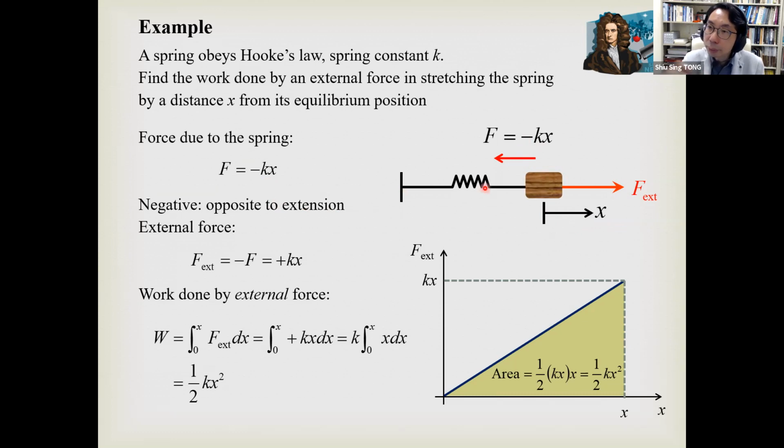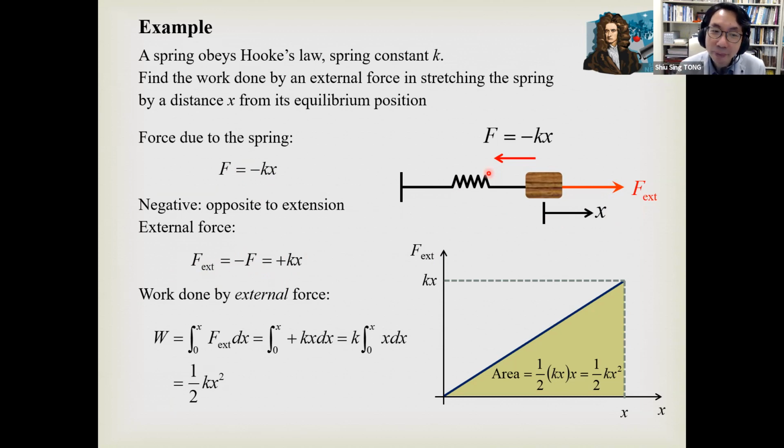Now, in order to pull the block out, I have to apply an external force that just balances the force of the spring. I don't want the block to accelerate. I just want the force to be balanced so I can pull it out slowly. So I apply an external force, which is equal in magnitude to the force on the spring but in the opposite direction. So the external force will be given by minus F, and since F is equal to minus kx, it will become plus kx. So the external force is equal to the force on the spring, but it is in the same direction as the displacement. That is my pulling force, the force from my hand.